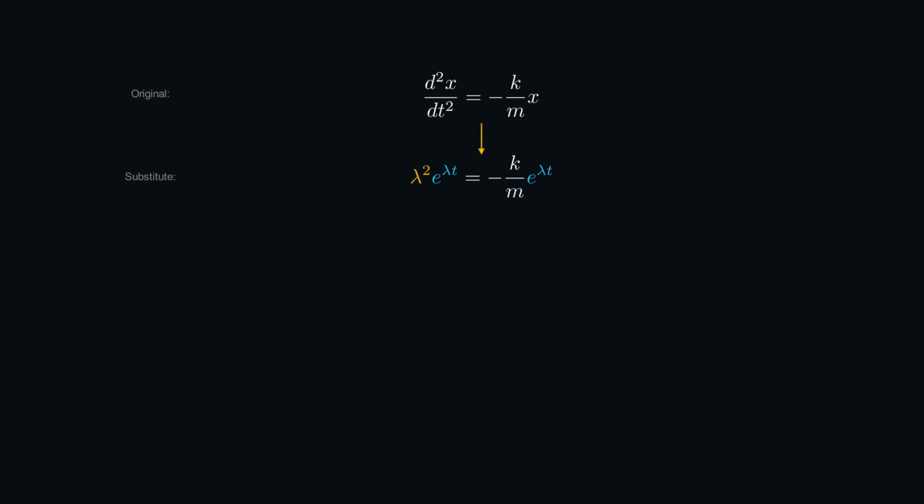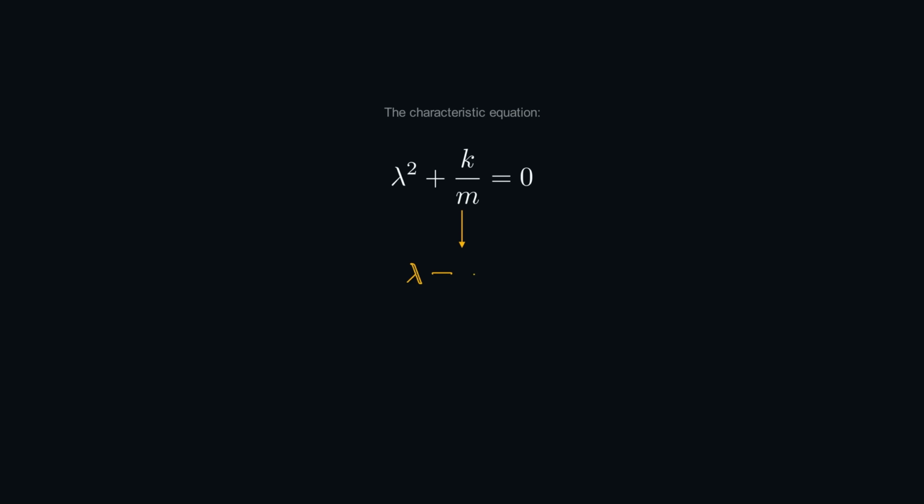And something remarkable happens. The exponential appears on both sides. Since e raised to the power lambda t is never zero, it can be divided away completely. What's left is lambda squared plus k over m equals 0. Look at what just happened. A differential equation, a calculus problem, has been transformed into a polynomial equation, and polynomial equations are something algebra already knows how to solve. This new equation is called the characteristic equation. Lambda equals plus or minus i times the square root of k over m.